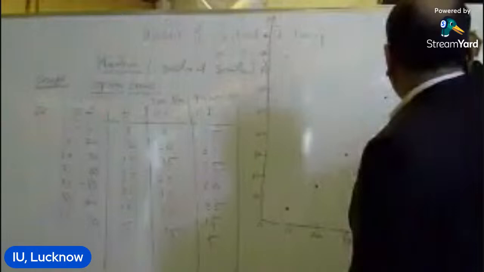Now just connect these points. You can see on the whiteboard these black points. Just roughly connect all the points.